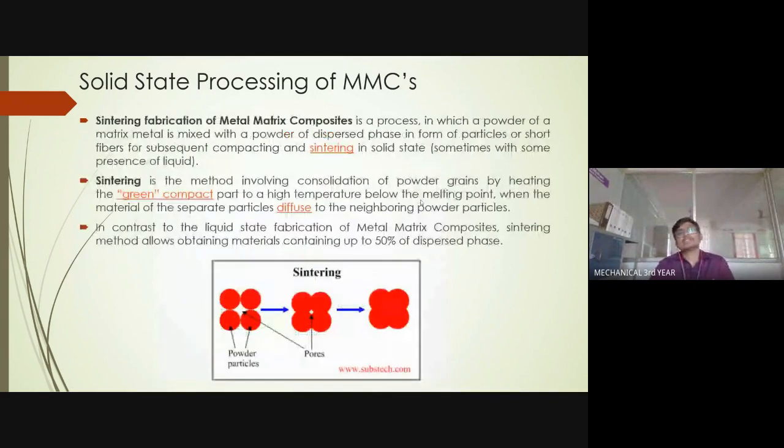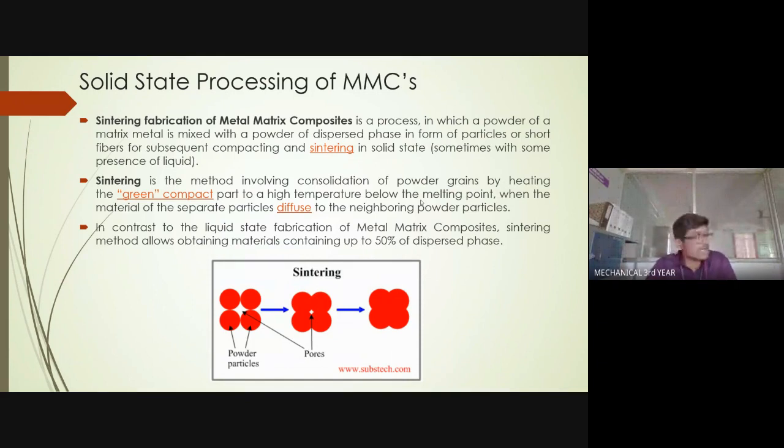The next thing is solid state sintering. We have the sintering process, so let us discuss what sintering is all about. Sintering fabrication of metal matrix composite is the process in which powder of a metal matrix is mixed with the powder of a dispersed phase in the form of particles or short fibers for subsequent compacting and sintering in solid state. So you have your matrix in the state of powder and also your reinforcement in the state of powder. You apply the pressure from both ends, so it gets converted into a single piece.